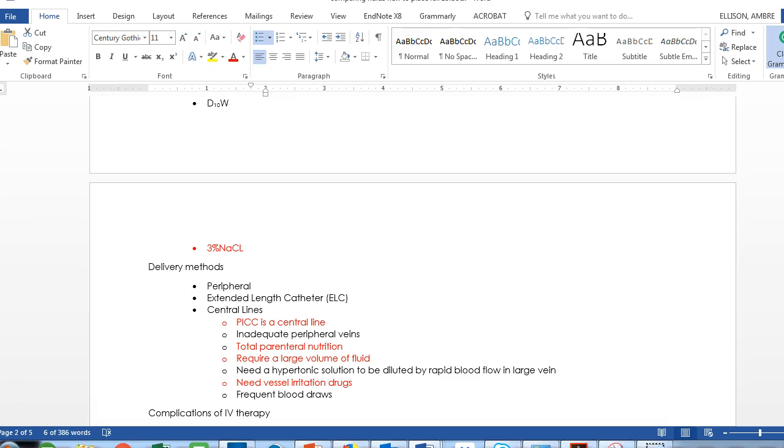Then we have certain delivery methods. We have the peripheral line, which is just the regular IV. We have an extended length catheter, which is an ELC, and it can stay in longer, but a special nurse has to put it in. Then we have central lines. PICC is a central line.